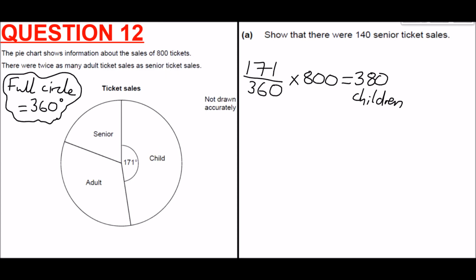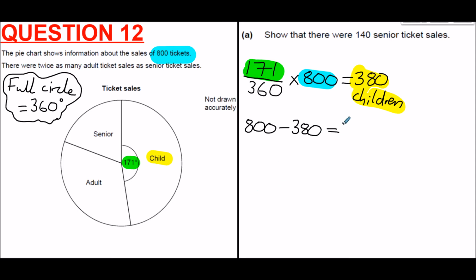So how many children? The answer is 380. And we got that by doing 171 degrees, which we got from here, and the fact that there were 800 tickets in total. So 380 were children's tickets. How many tickets were left? So the number of tickets remaining is 800 subtract 380, which is 420 if you were to work it out. 420 other tickets.